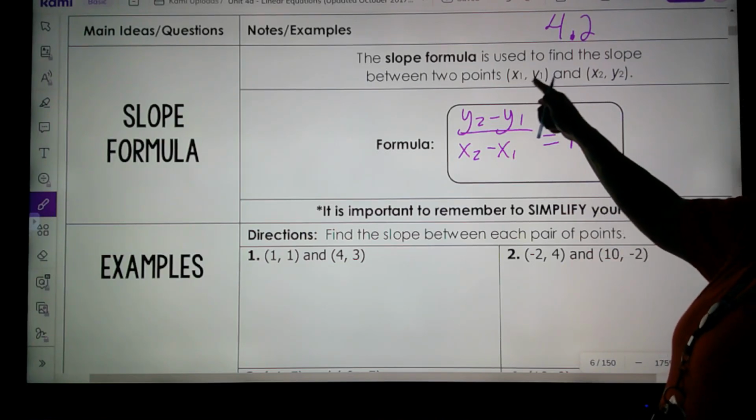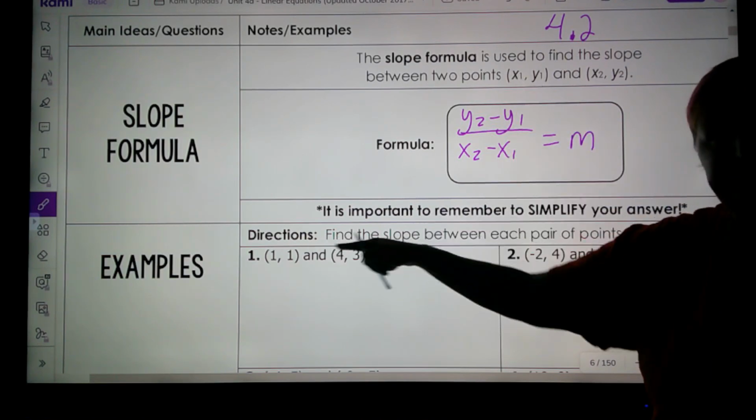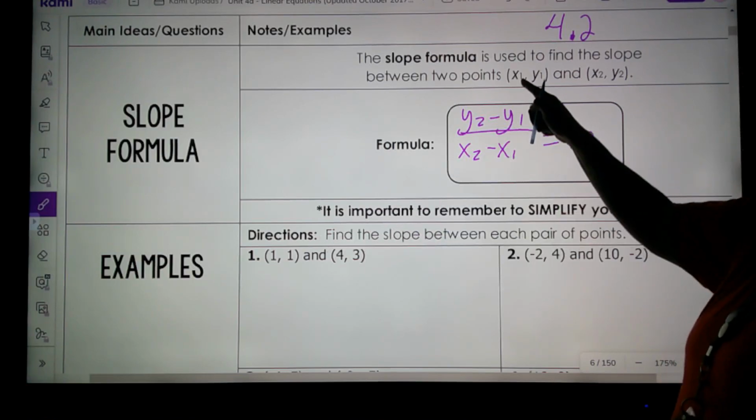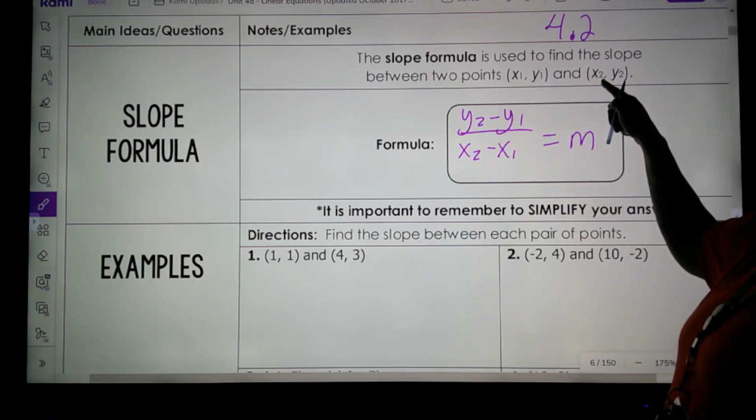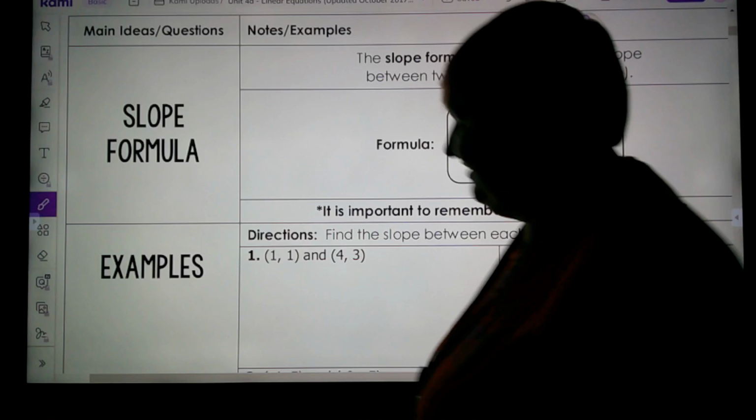These are your points. Your first point, and it doesn't matter which one you consider your first point, is your x1, y1, and your other point is your x2, y2. Let me show you what I mean.